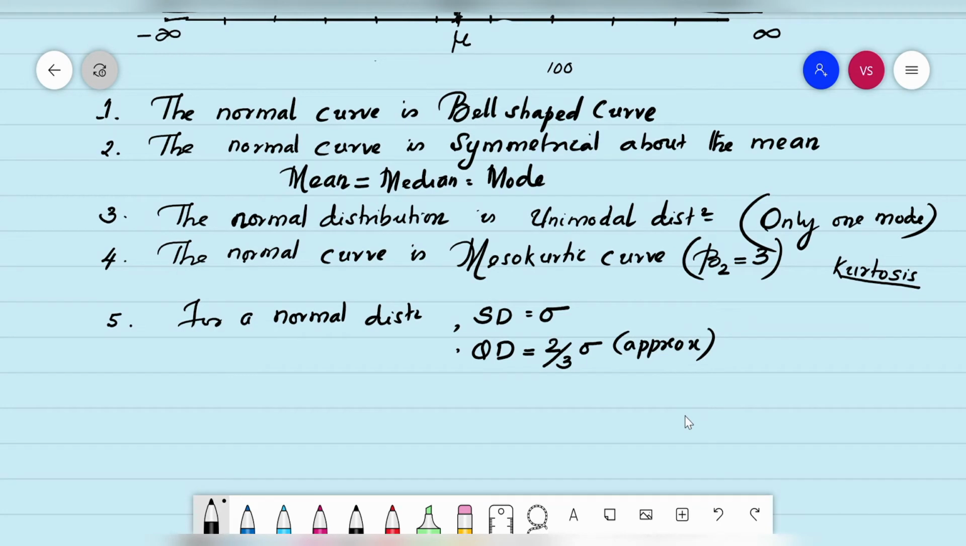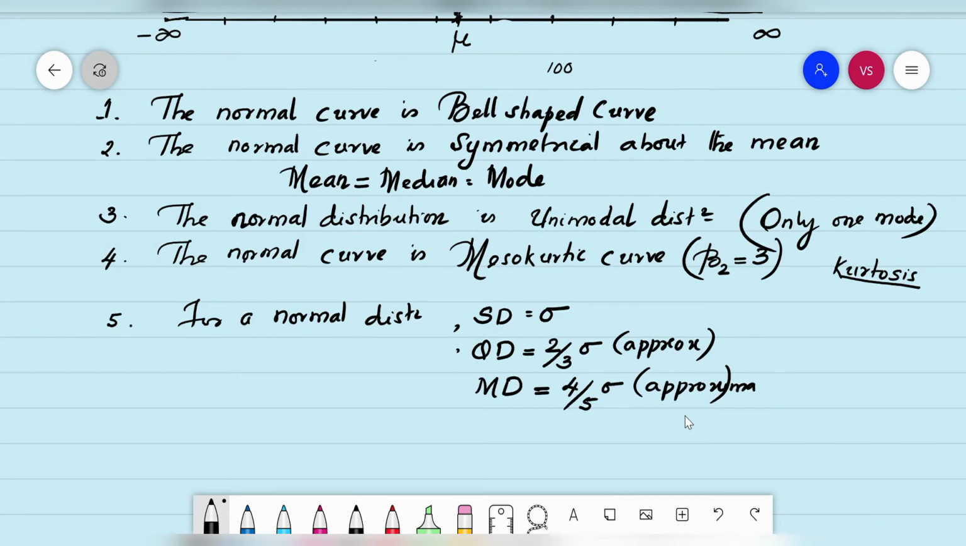And the next one that we can do is to find out the mean deviation. Mean deviation can be found out approximately by 4 by 5 sigma. This also is an approximation, students. So these are the 5 points that you can remember. I feel you can remember them easily, so that if they ask you to mention 5 properties of a normal curve, you can write these 5 properties.